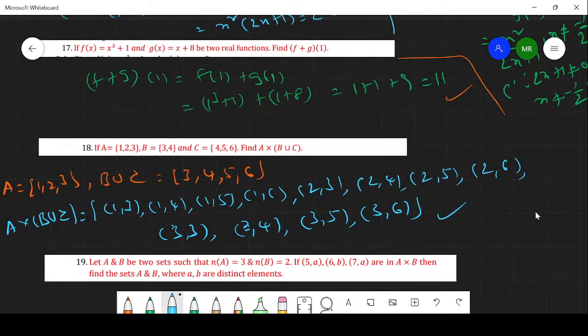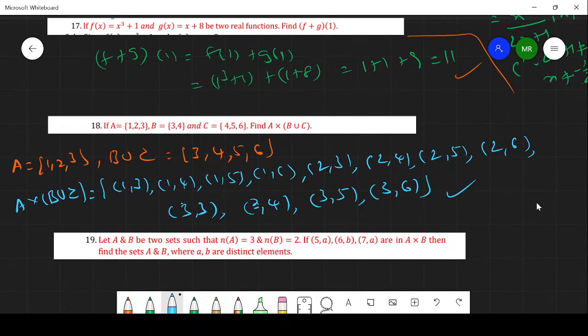Sometimes they will ask for A cross (B intersection C) also. B intersection C has only 4 as the common element, so it will be easy to write. Here they didn't ask. Suppose they ask A cross (B intersection C): we know that B intersection C is the singleton {4}. Then it is easy to write. What is A cross (B intersection C)?